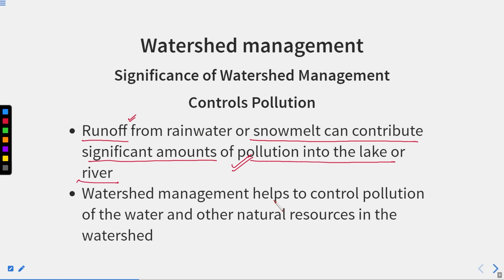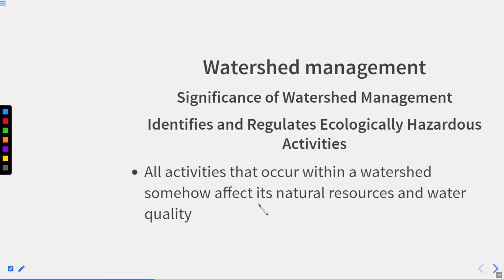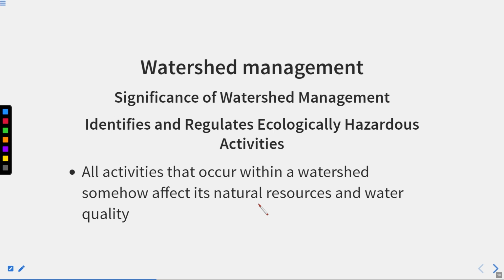Second thing, the watershed management helps to control the pollution of the water and other natural resources in the watershed. It is not only helping in the control of the pollution of the water, but also other natural resources in the watershed. So this is one of the significances of the watershed management.